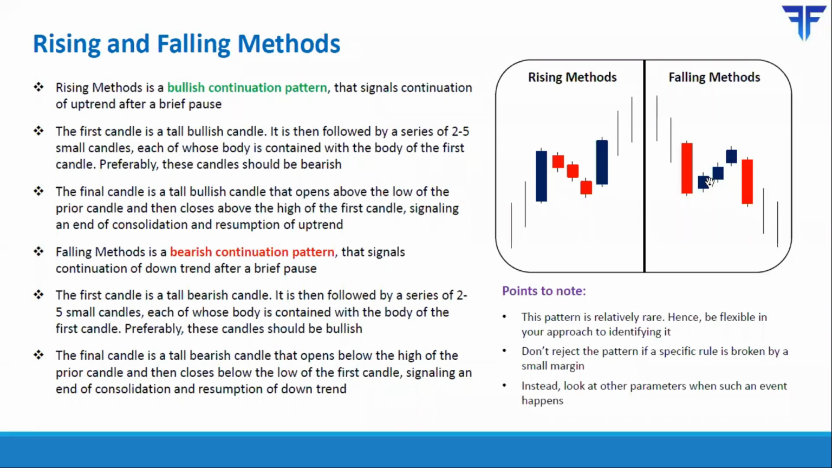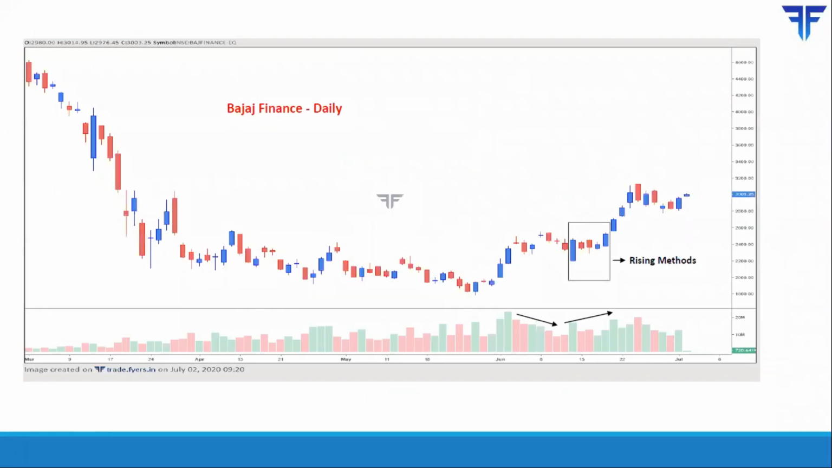Again, that is not a rule, but a preference. So let's look at how rising and falling methods look in the real world. This is the chart of Bajaj Finance. Price was in a minor uptrend, and then a rising methods pattern started forming.